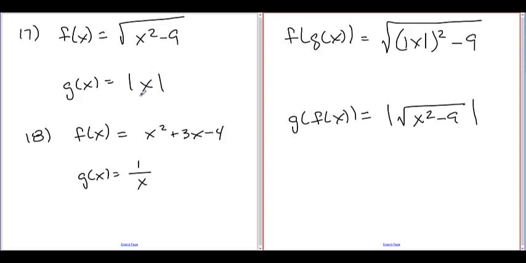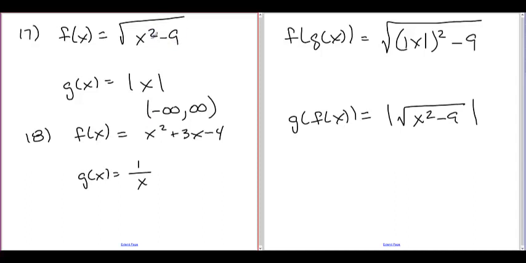Now the domain for the absolute value function is all real numbers because, you know, if it's positive, it stays positive. If it's negative, it becomes positive. But there's no positive or negative number that you can't take the absolute value of.